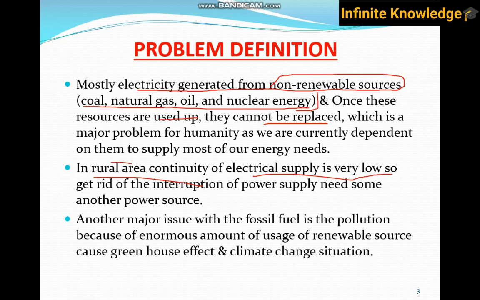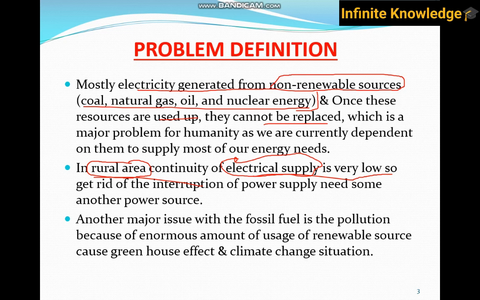Another point is that in rural areas, the continuity of electricity is very low. In the rural areas or in the villages, electricity failure is happening continuously. So at that time, if you want a continuous supply, then you have to have some alternate source like a battery, like solar, like wind. So you will get continuous power whenever the grid fails.